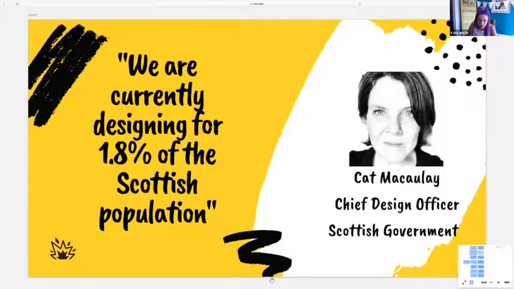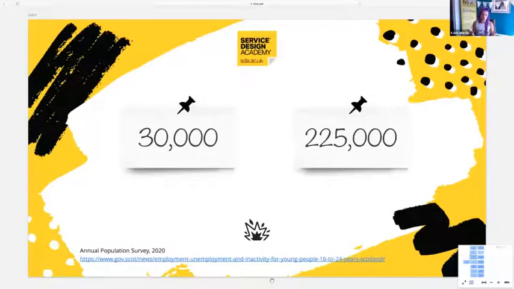So at the moment, we have around 30,000 young people unemployed, and we have 225,000 economically inactive. And that's at a stage now, these figures were only released at the start of the week, and that's the annual population survey of 2020. And I will share the link for this Miro board so that you can access these stats and all of the other links that I've got in there.